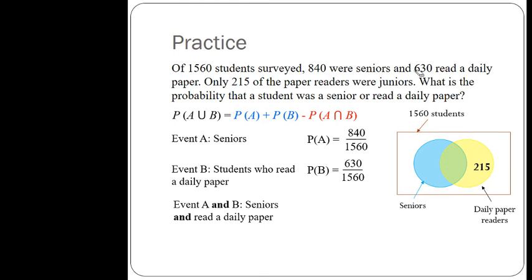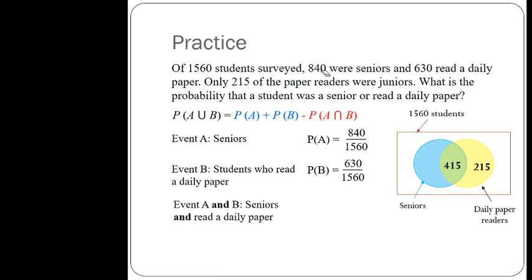Well, we have that information right here as well. There's 630 total that read a paper. And if 215 of them are juniors, well, now we can just subtract and figure out how many of them must be seniors. Well, that'd be 415. All right, so now we also know the total number of seniors. So we can calculate this number out here.